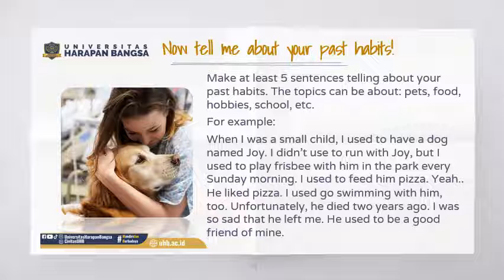For example, when I was a small child, I used to have a dog named Joy. I didn't use to run with Joy, but I used to play frisbee with him in the park every Sunday morning. I used to feed him pizza. Yeah, he liked pizza. I used to go swimming with him too. Unfortunately, he died 2 years ago. I was so sad that he left me. He used to be a good friend of mine. Now try your best to talk about your past habits. Give me 5 sentences, and it can be positive or negative sentences.